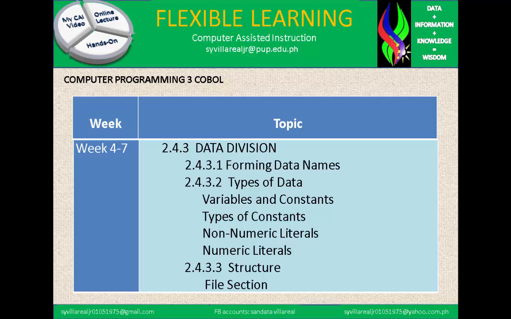Now the continuation for week 4 to 7, 2.4.3, we have data division. Under this we have forming data names, 1, 2 types of data, and 3 structure. And under types of data we have variables and constants, types of constants, non-numeric literals, and numeric literals. And under structure we have file section. That's why the subject called structured language.